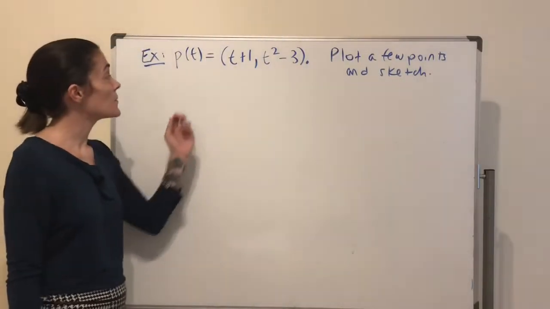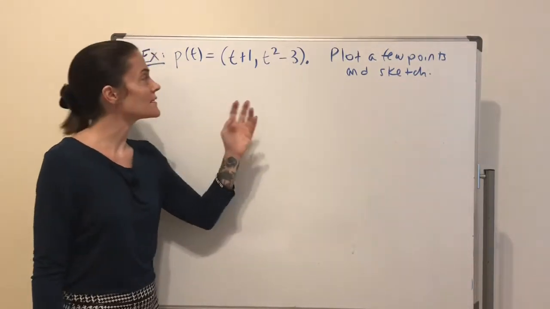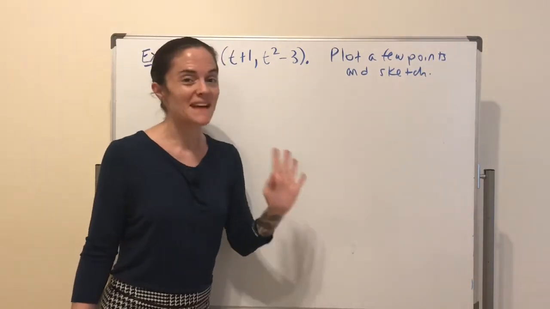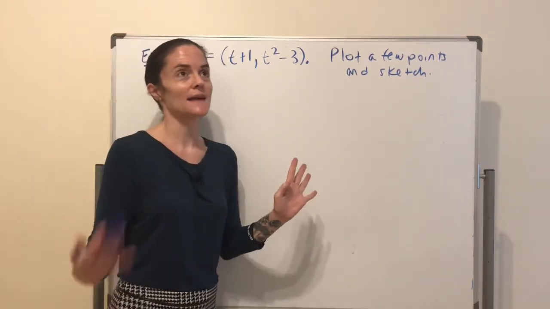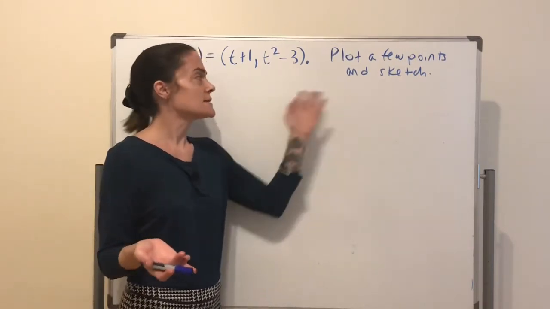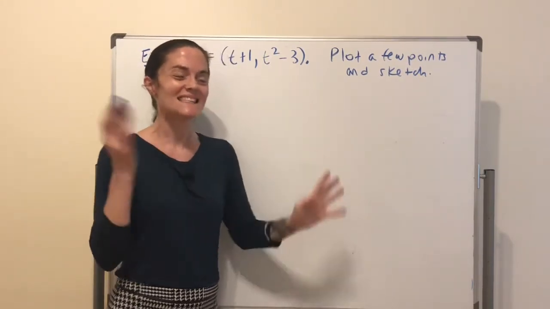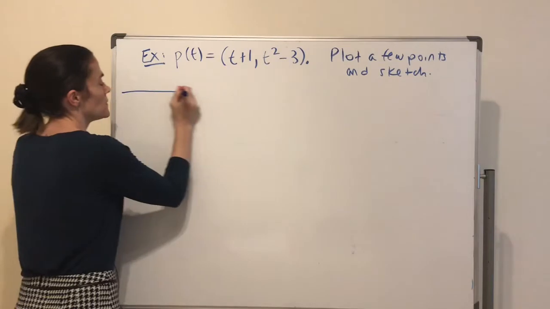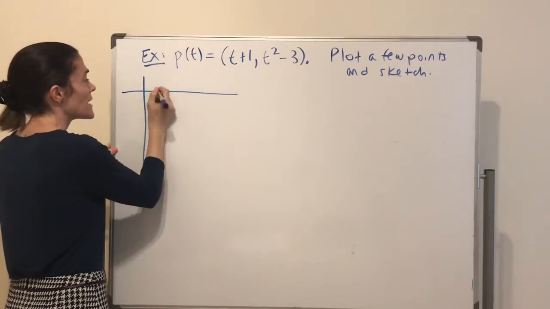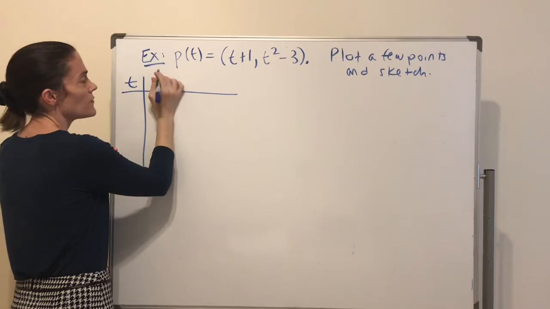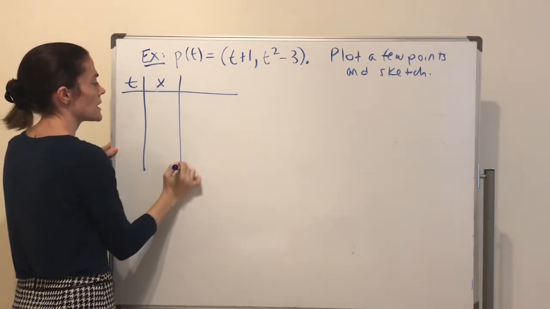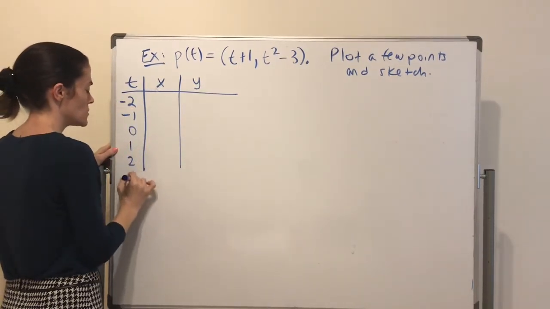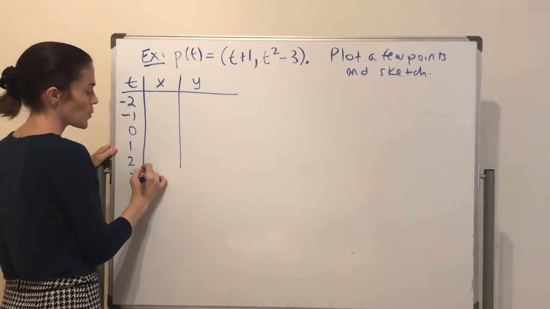Here is an example. We have this parameterized curve: t plus 1, t squared minus 3, and I didn't explicitly mention here that t is time or that t must be bigger than or equal to 0. So let's just plot a few points and sketch, and I will use some negative values of t in this example. So we have t, we have the x component, and we have the y component. And let's try minus 2, minus 1, 0, 1, 2, 3. We'll plot these 6 points.